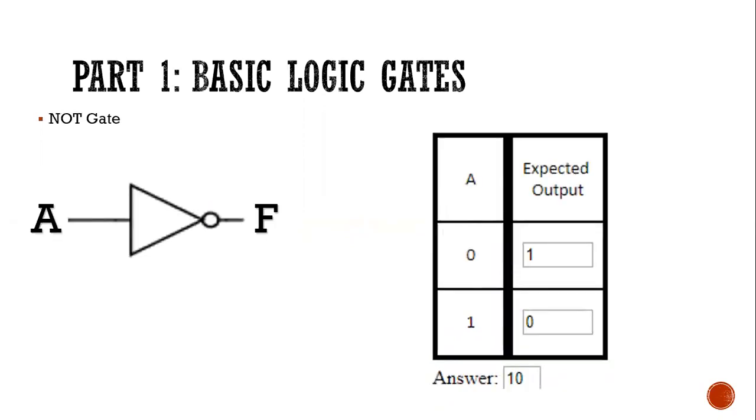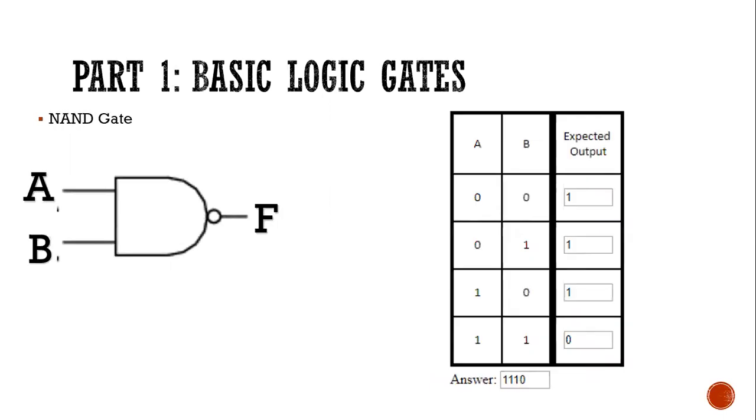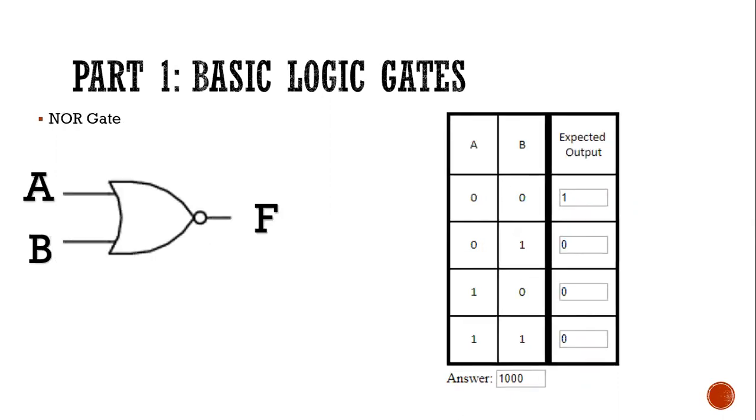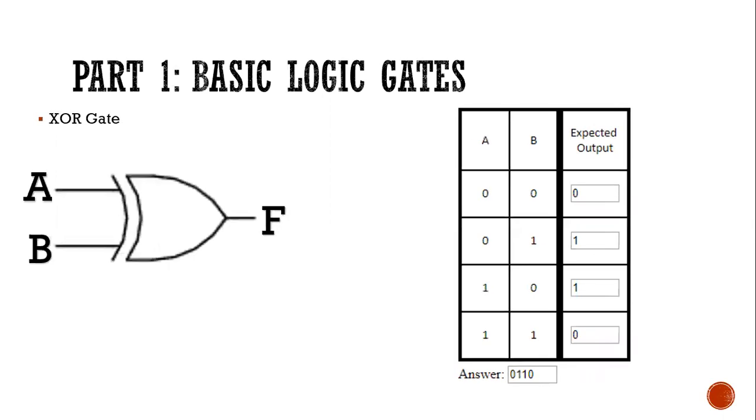A NOT gate just reverses the input. So if the input is false, the output will be true. A NAND gate is as if you put a NOT gate at the end of an AND gate. So the only time it will be false is when both inputs are true. NOR gate, very similar, but this time the only time it is true is when both inputs are 0 or false. And finally, an XOR gate, this is when one input or the other is true. If both are true or both are false, then the output will be false.